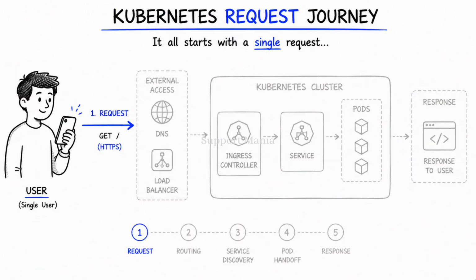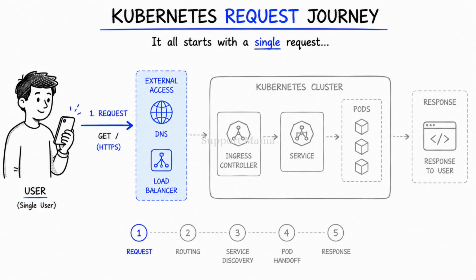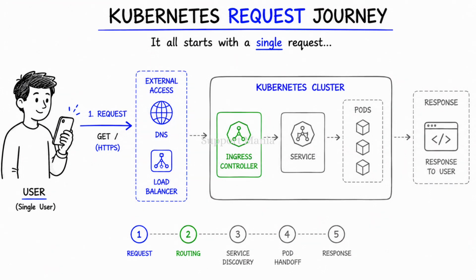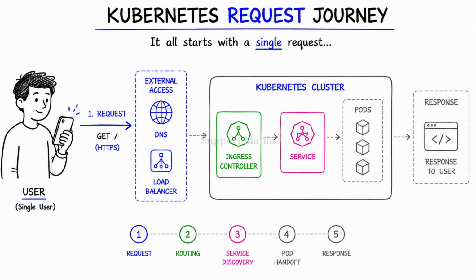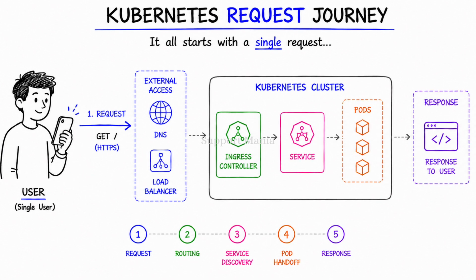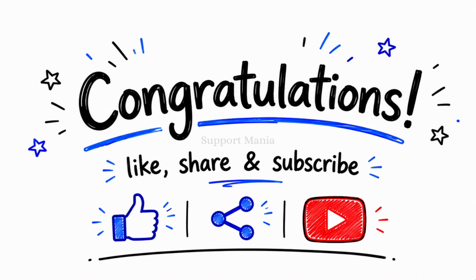Let's follow one request. Step 1. A user clicks login. The request reaches the load balancer. If HTTPS is enabled, SSL terminates here. Next, ingress controller. It checks host, path, rules, forwards the request. Now the service takes over. A service has a stable IP. It chooses one healthy pod. Finally, the pod processes your request. Response returns through exactly the same path. Congratulations! You just understood the entire Kubernetes request flow.